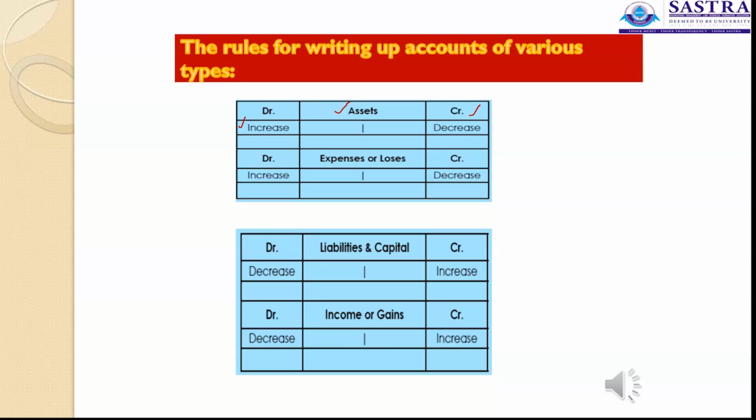Expenses and losses increase on the debit side and decrease on the credit side. Then liabilities and capital increase on the credit side and decrease on the debit side. The last one is income and gain, increases on the credit side, decreases on the debit side. So these are the basic rules for writing up accounts of various types.